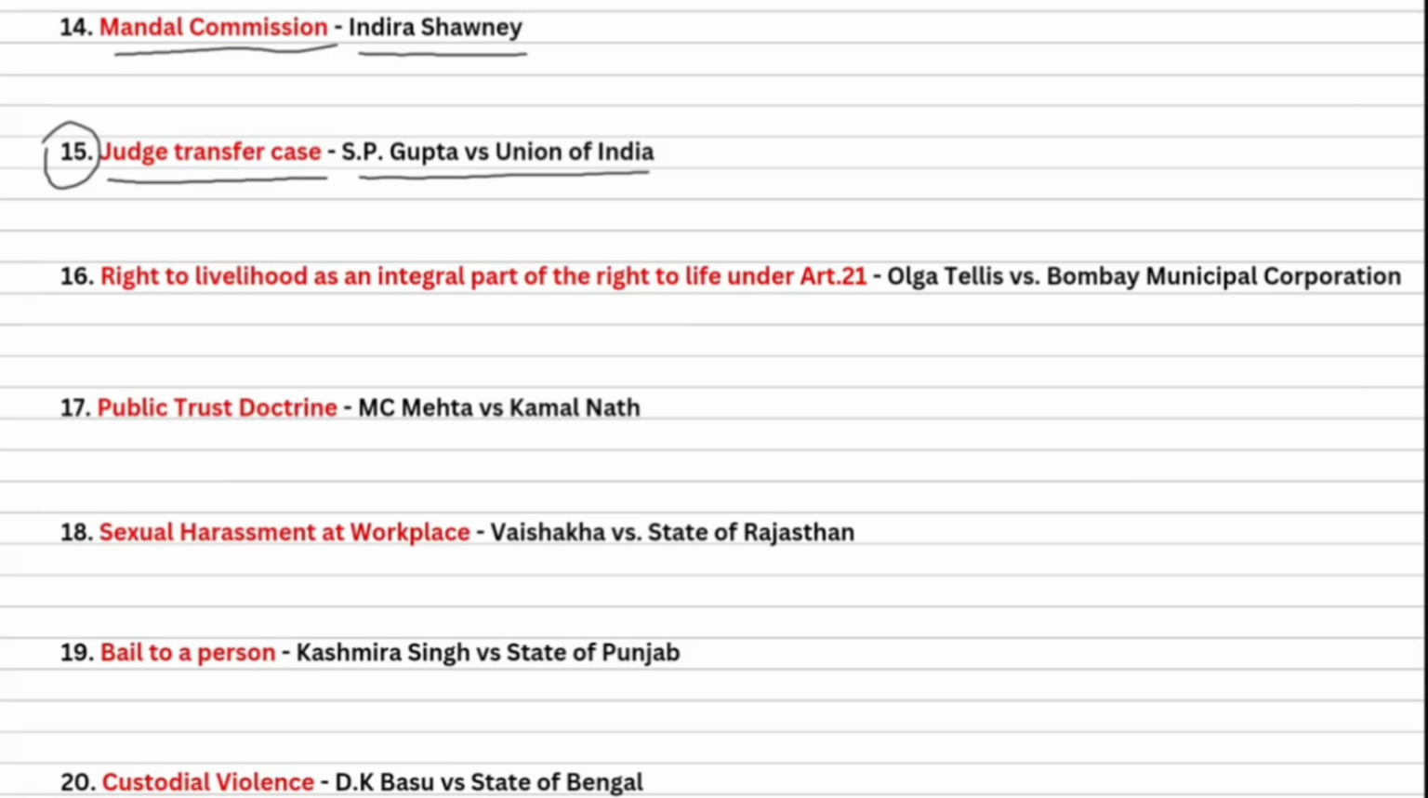The next case we have is right to livelihood as an integral part of the right to life under Article 21. Olga Tellis versus Bombay Municipal Corporation. In this case, it was held that the right to livelihood is a fundamental right under Article 21 of the Indian Constitution, and evicting people from their homes without proper notice and procedure is unconstitutional.